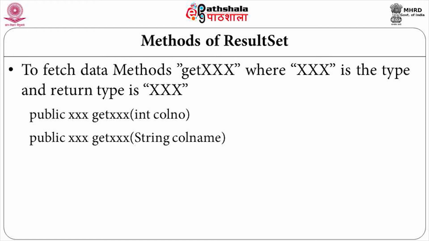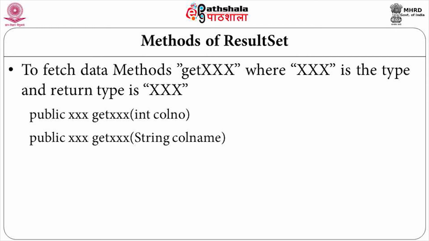So get xxx methods return xxx. That is, get string returns string. Get date would return date. Get time would return time. Get block returns block. So get xxx methods extract the values from the table, from the result set. And once we have obtained the result set, this is how you get the values from the result set.